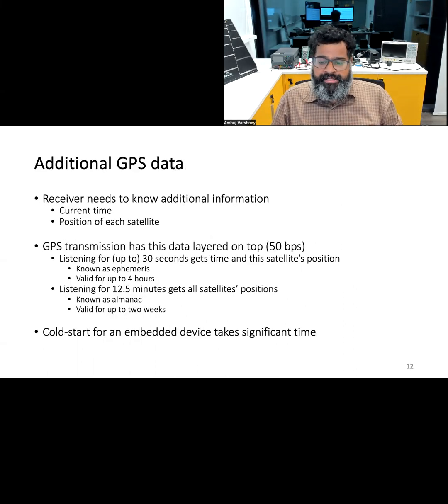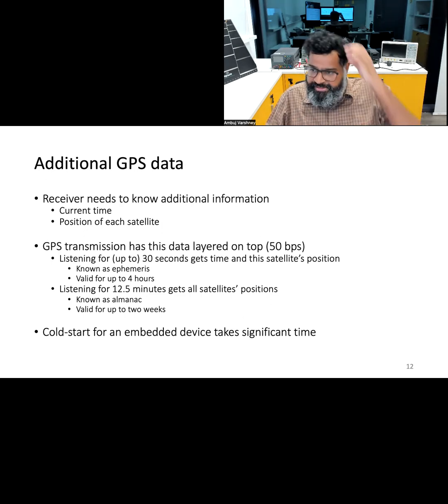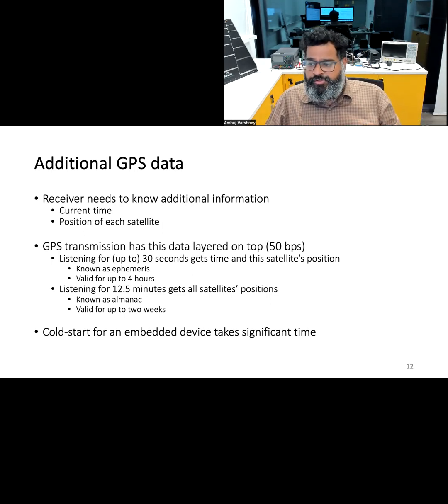So what information does a GPS receiver typically require? It is the current time and the position of each satellite that is overhead. How do you estimate the satellite's position? If the GPS receiver listens for up to 30 seconds, it gets the position of a particular satellite from which it is receiving a transmission. This is known as ephemeris, and this data typically remains valid for about 4 hours. After this, the satellite has moved a sufficient distance and you need to get new ephemeris data.